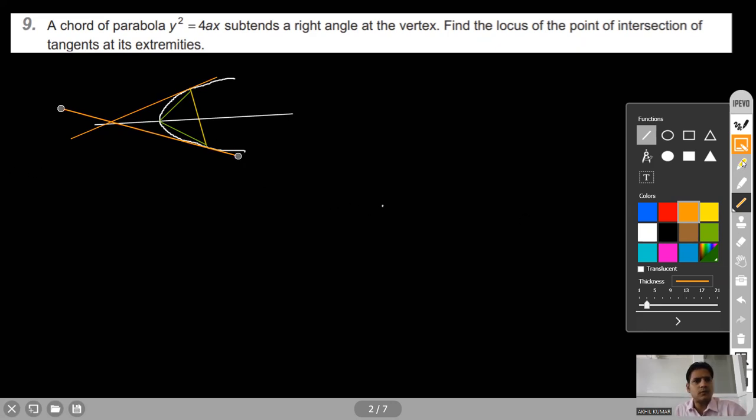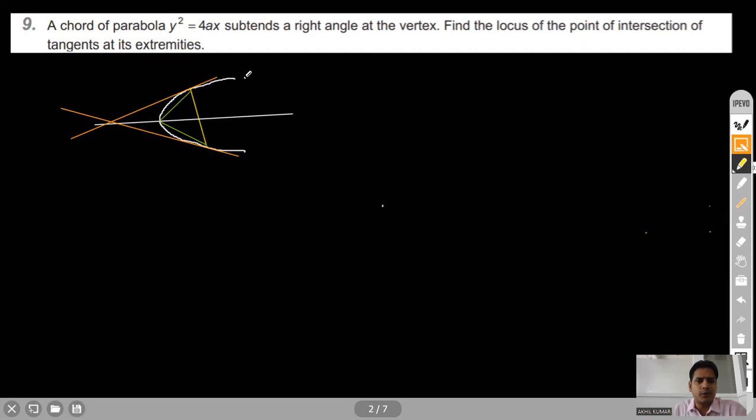I hope this sketch is clear to all. Let me explain first. This is our chord PQ, and this chord PQ is subtending a right angle at the vertex. This is the vertex of the parabola, whose coordinates will be (0, 0), since the parabola we are taking is of the form y square is equal to 4ax. This is our standard parabola only.